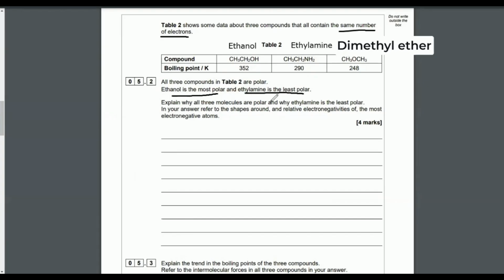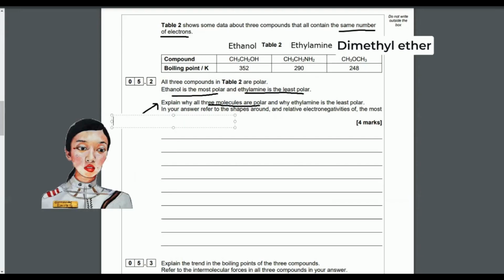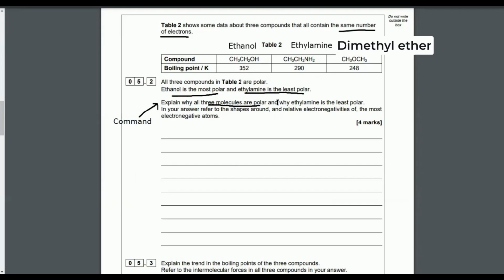Explain why all 3 molecules are polar. So we're going to get a mark. This is the command word. So this is where you're going to get your marks and how you frame your question. So the command is explain why all 3 molecules are polar. I imagine that's 1 mark. And while ethylamine is least polar, that's going to be a second out of the 4 marks.